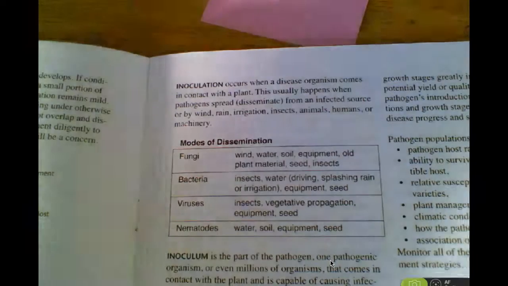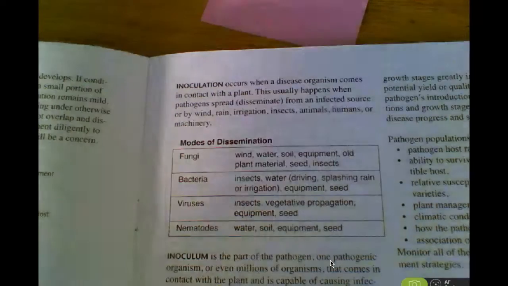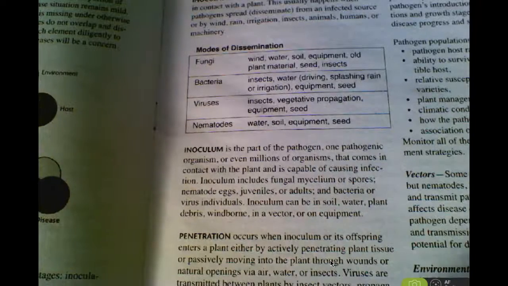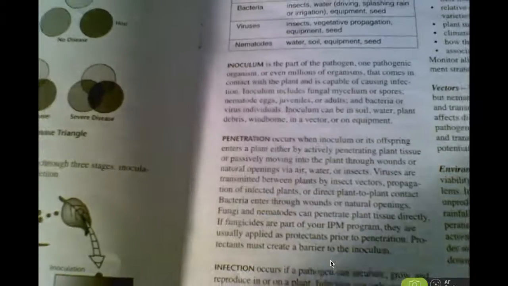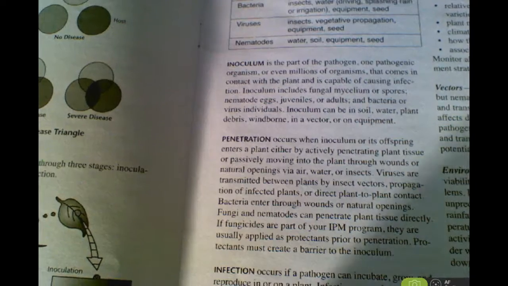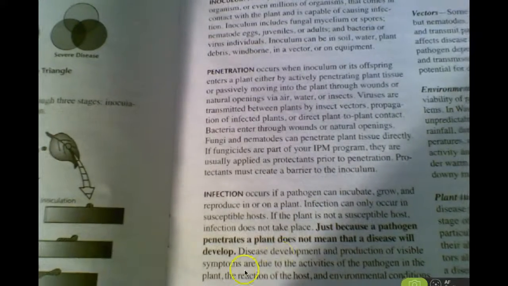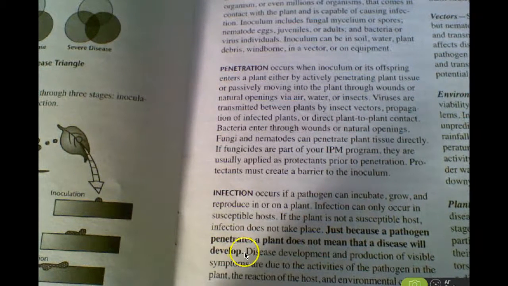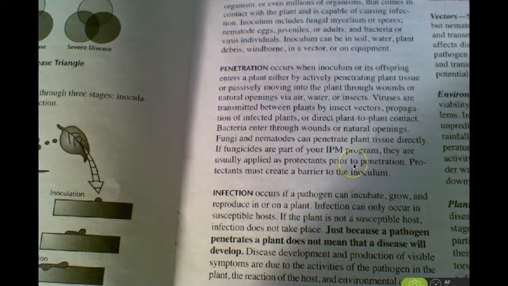So inoculum is any part that would infect the plant. Penetration is when the infection enters the plant, and then infection actually is where the pathogen incubates and grows and reproduces within the plant. But notice this last bold print here: just because a pathogen penetrates a plant doesn't mean a disease will develop. We can actually stop it at that point, perhaps with an environmental change or something like that, and it won't allow infection. So it all depends on what you have as far as the plant.